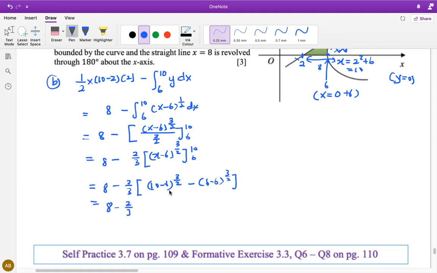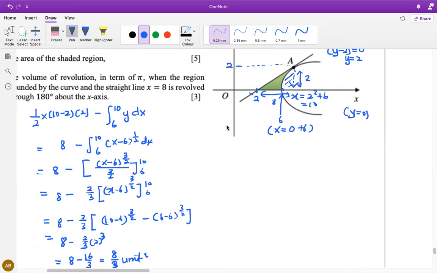So 10 minus 6 is 4. So 4 to the power 3 over 2 means square root of 4 power 3. That means 2, therefore you get 2 to the power 3. Okay, rewrite this properly. Therefore you will get 8 minus 16 over 3. All right, so 8 minus 16 over 3. So you get 8 over 3 unit square. 8 over 3 unit square.